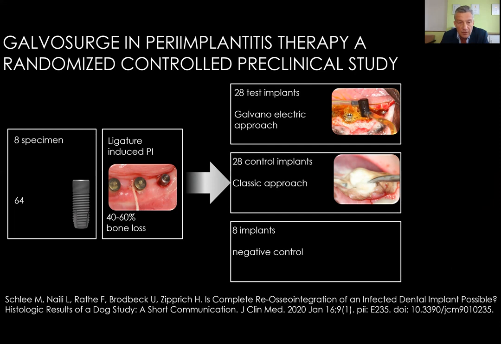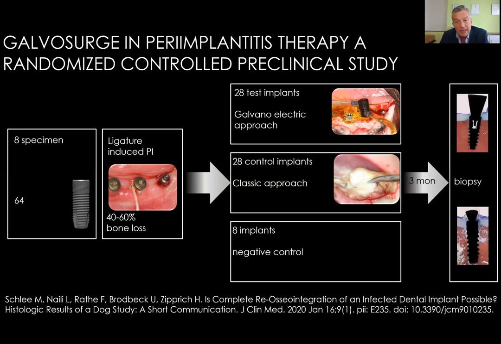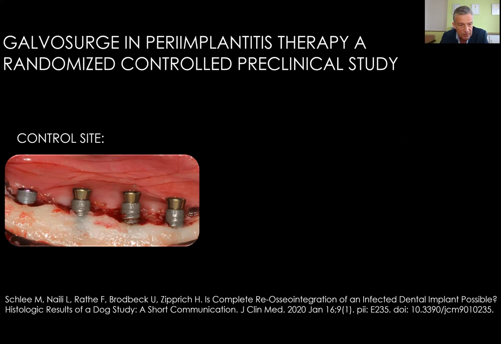We just removed the ligatures, and as I expected, we didn't see any difference between group 2 and 3, so between the classic approach and just removing the ligatures. So we have to discuss, is this animal model really a model which simulates periimplantitis? I guess that's not the case. Then we augmented the sites, allowed it for healing, a 3-month healing period. Then we harvested a biopsy, and I'd like to share this results.